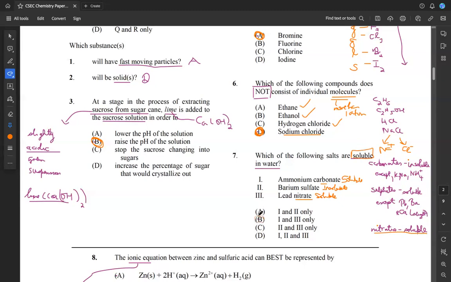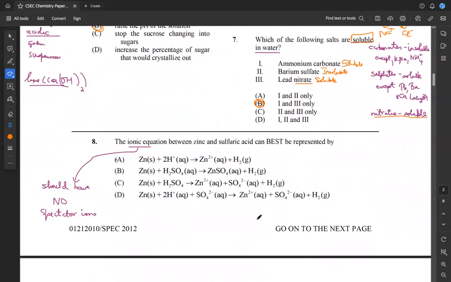So 7 is B. So just make sure that you remember these notes here, right? Carbonates insoluble except these ones. Sulfates are all soluble except these ones, and nitrates are all soluble in water. Okay? So the answer for 7 again is B. Okay, so moving right along to question 8.